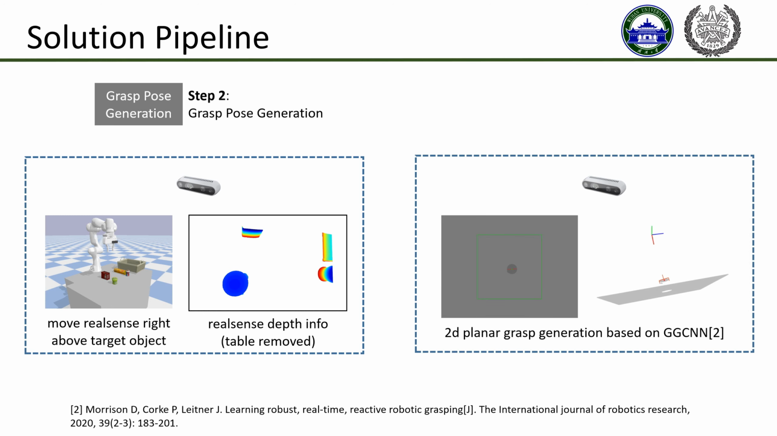After we remove other objects from our site, we run GG-CNN to generate our 2D planar grasp pose for the target object.